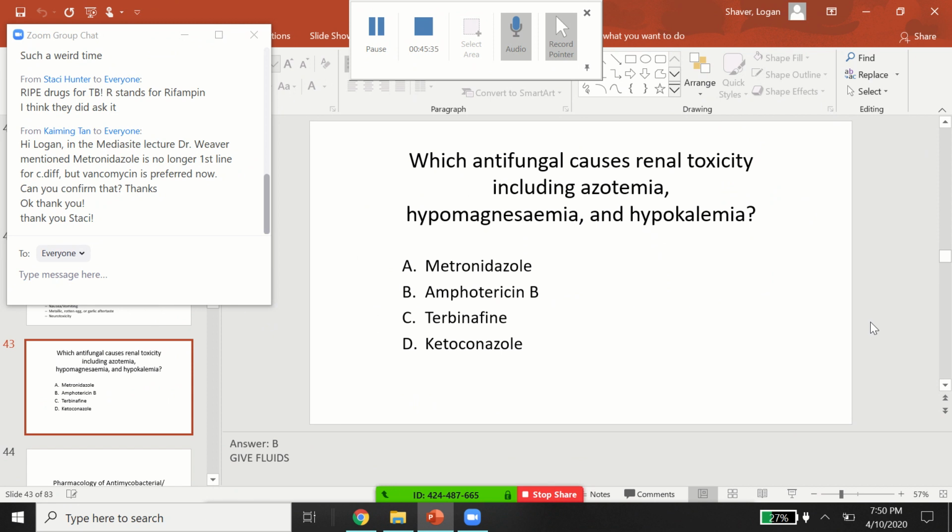Also, so we'll go on to these questions. I already have the answers and everything down there. Anyway, which antifungal causes renal toxicity, including azotemia, hypomagnesemia, and hypokalemia?